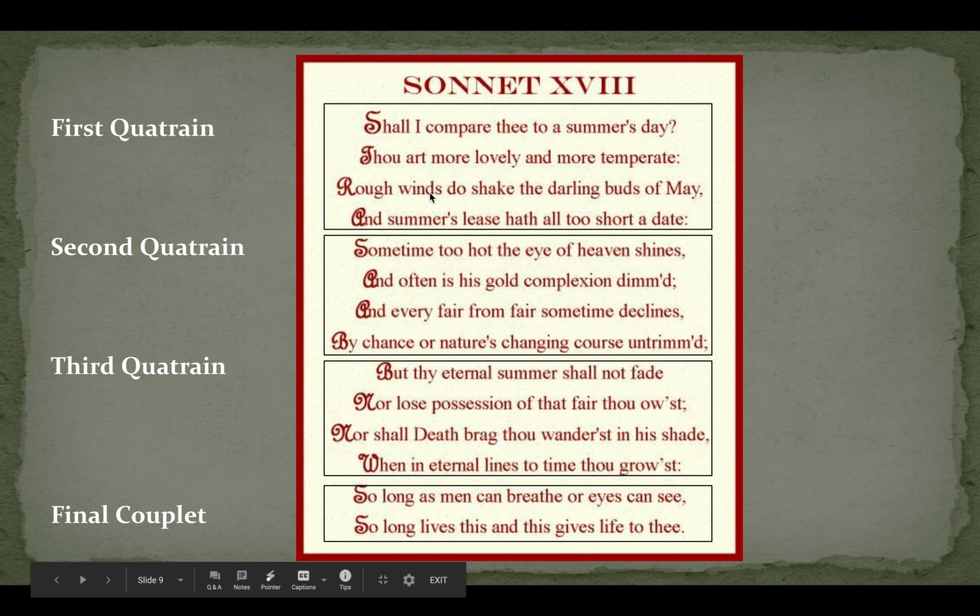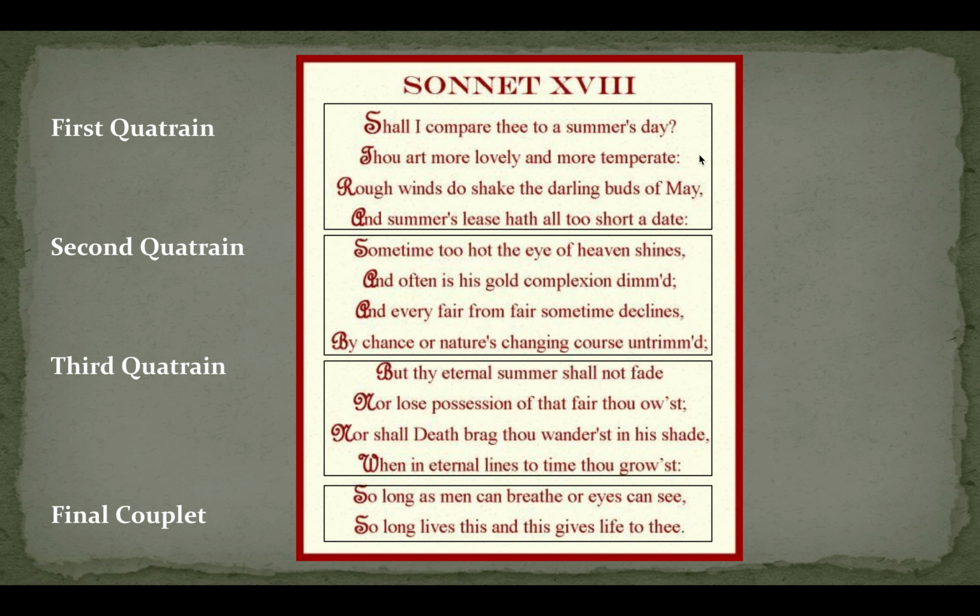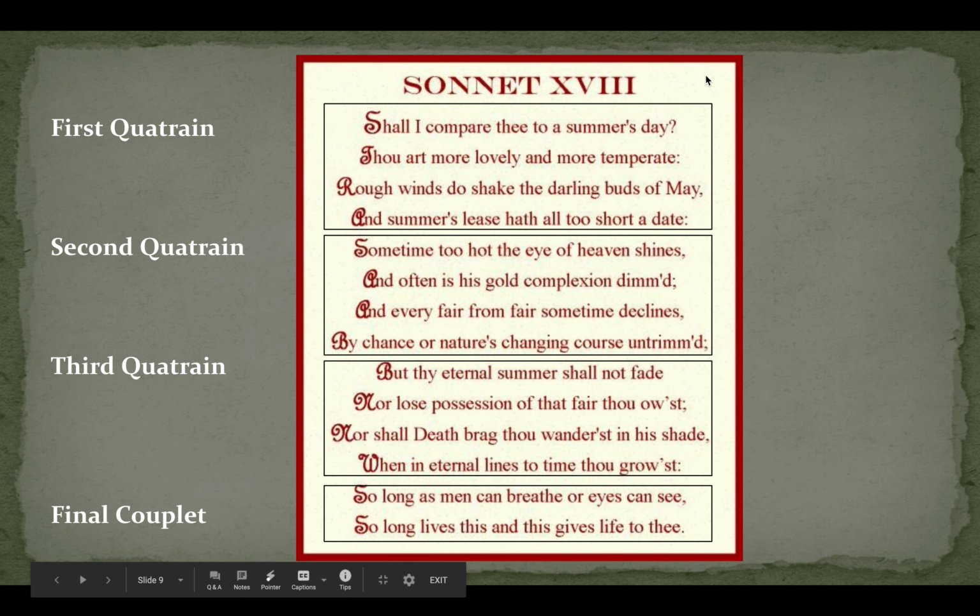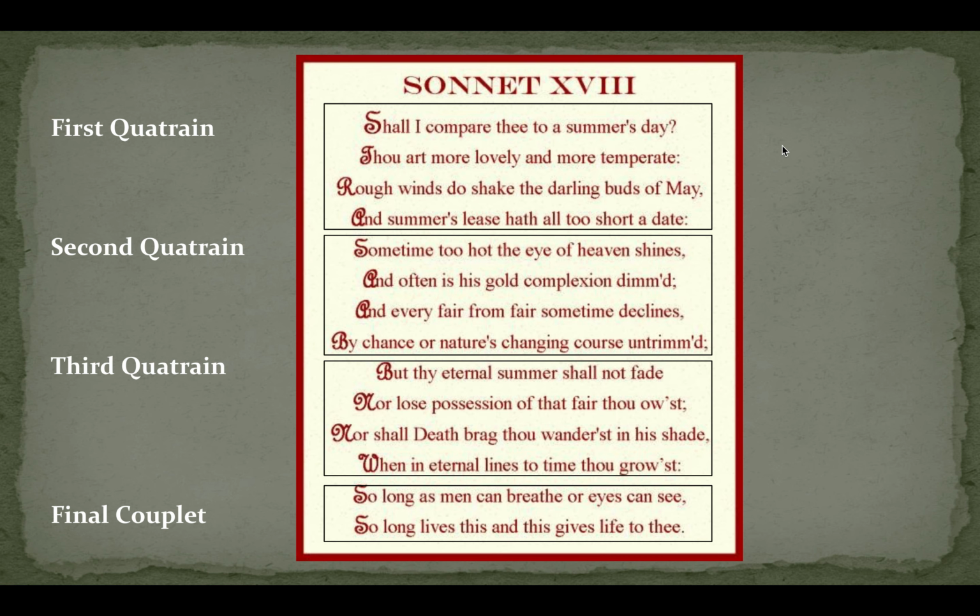So here's the first quatrain. See that that's 4 lines. Here's the second quatrain, 4 lines, the third quatrain, another 4 lines, and the final couplet, which is 2 lines. And if you've noticed that there's a rhyme scheme in the poem, you definitely are onto something. But here's the very basic structure of one of Shakespeare's sonnets, dividing into 3 quatrains and a final couplet.